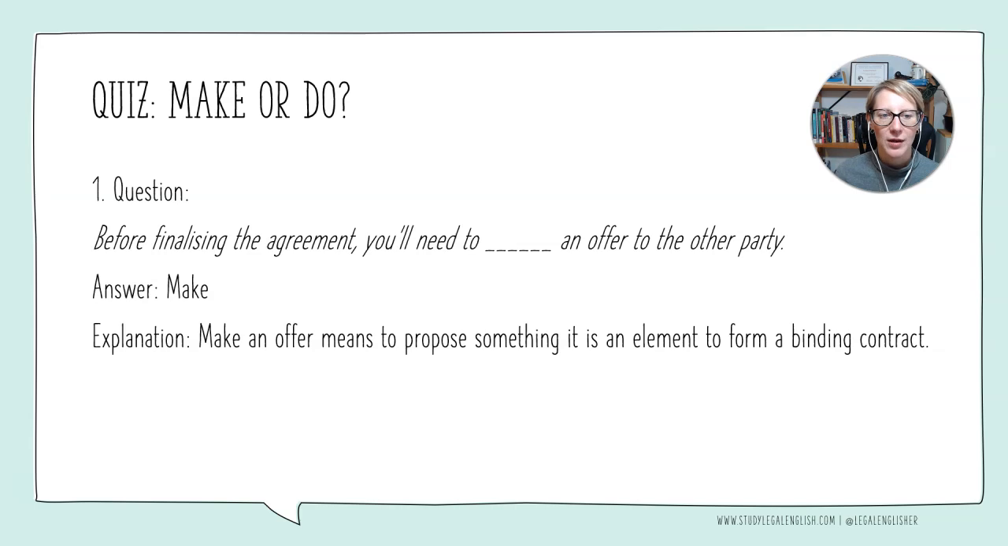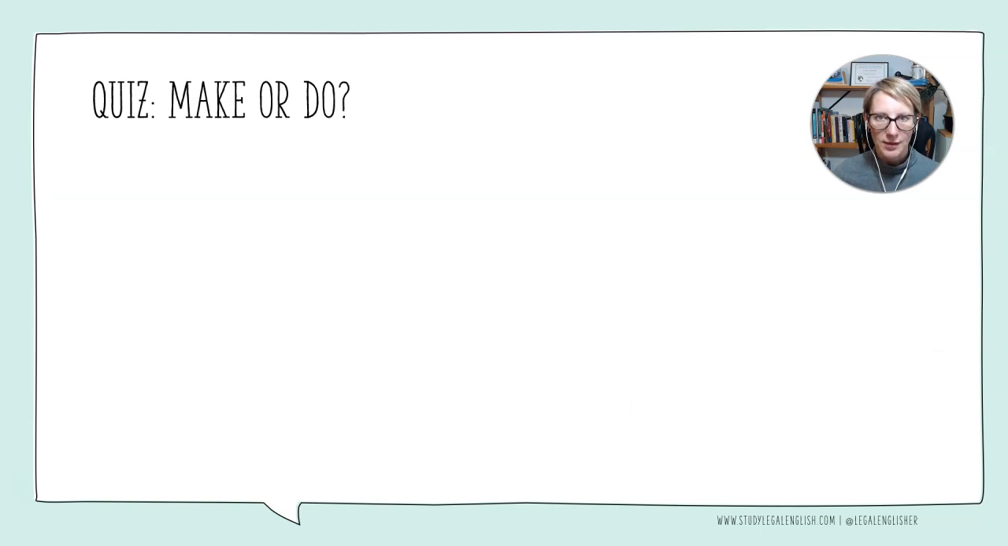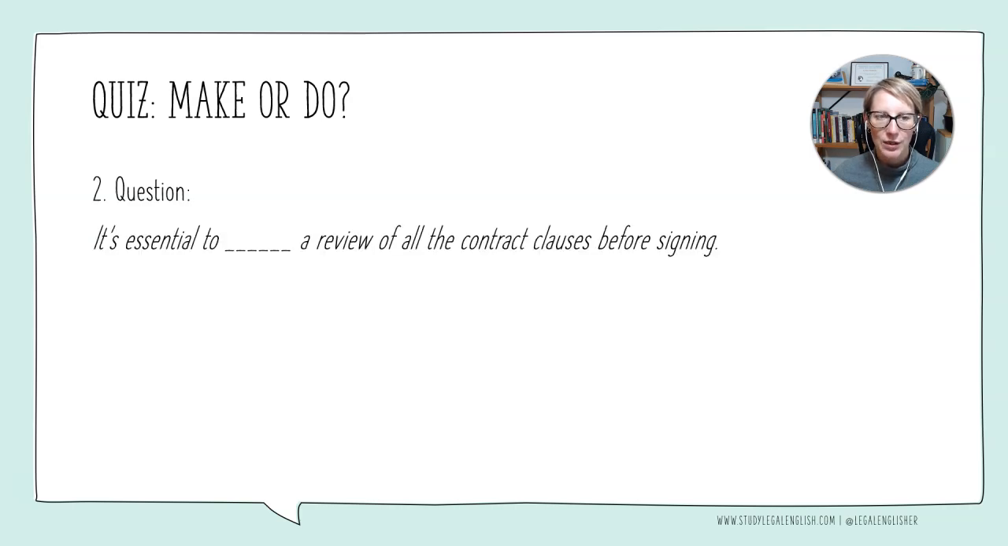To make an offer. What does it mean? It means to propose something. As well as that, when you make an offer, that's one element to form a binding contract. There has to be an offer. Another example is the client made an offer of $100,000 to settle the dispute. All right, let's go on to the next question, number 2.